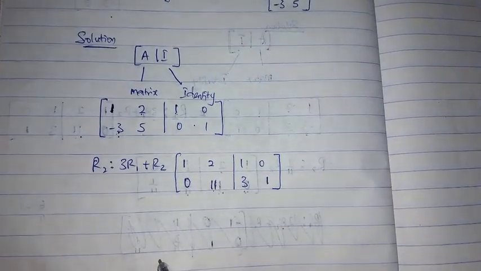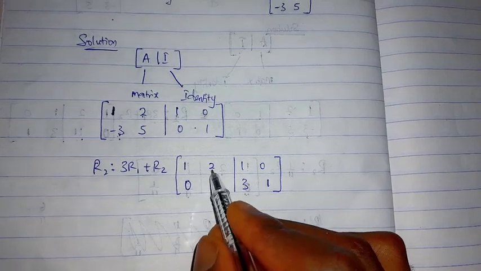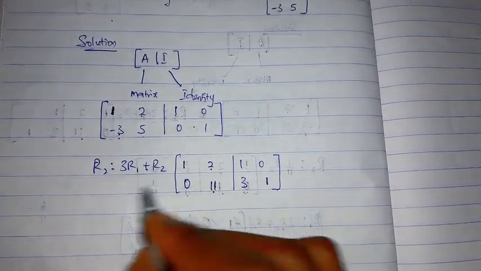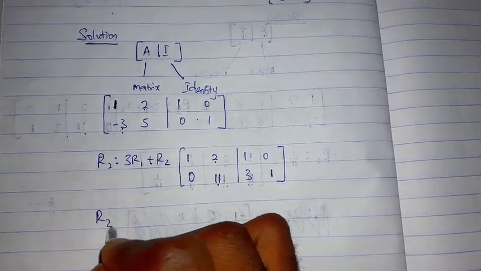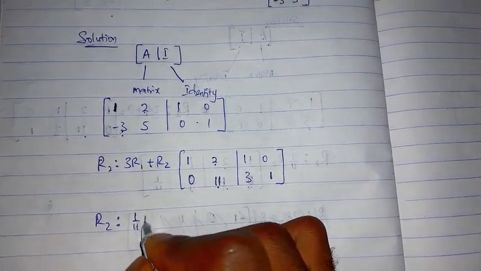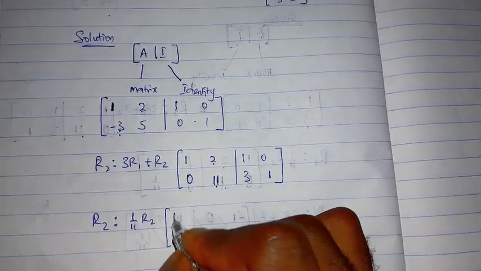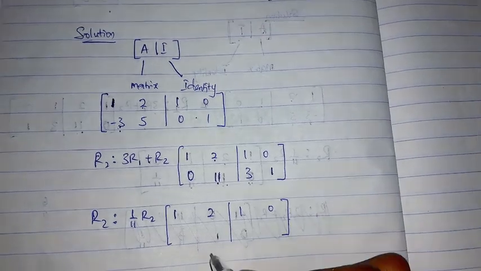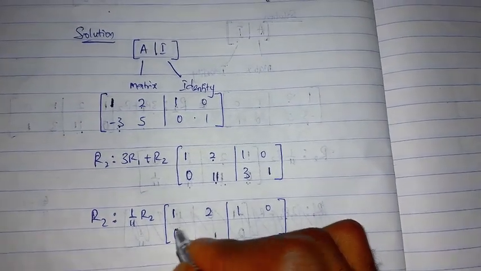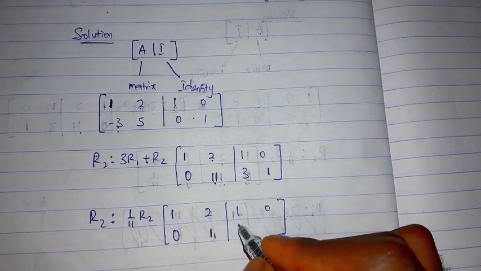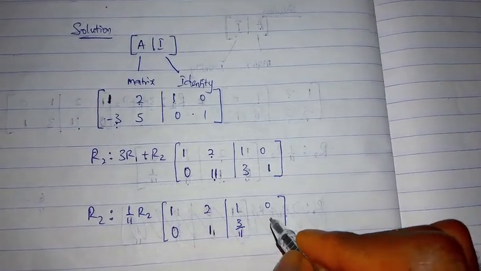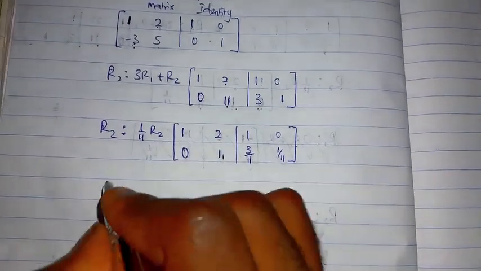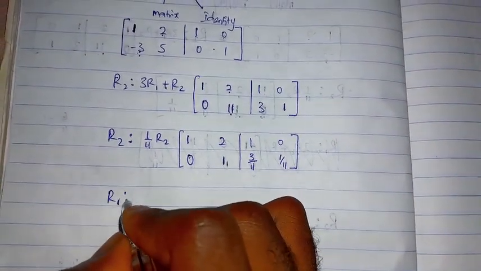Moving on, let's change this 11 to 1, then finally change the other entry to 0. To change it to 1, we divide Row 2 by 11, so Row 2 becomes 1 over 11 times Row 2. The first row remains the same. This now becomes 0 over 11, which is 0, 11 over 11 is 1, 3 over 11 is 3 over 11, and 1 over 11 is 1 over 11.